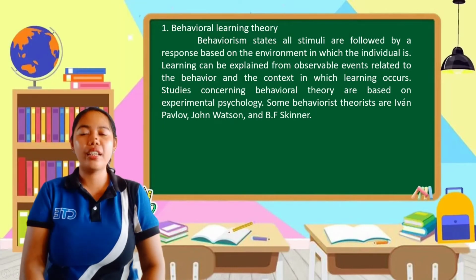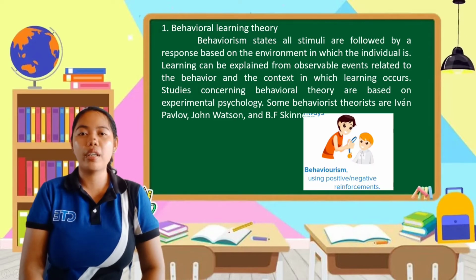First, behavioral learning theory. Learning can be explained from observable events relating to the behavior and the context in which learning occurs. Studies concerning behavioral theory are based on experiential psychology. An example of behaviorism is when teachers reward their class or certain students with a party or special treat at the end of the week for good behavior throughout the week. The same concept is used with punishments. The teacher can take away certain privileges for the students' misbehavior.